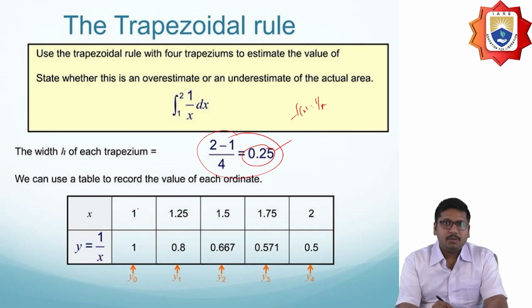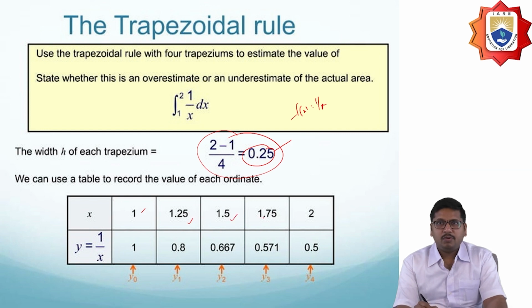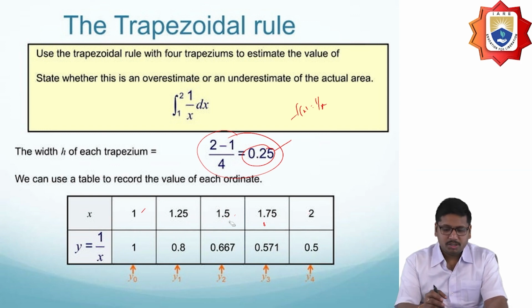So I'm making the table of x values, starting with x equal to 1. With the difference of 0.25, we get 1.25 and 1.5, then 1.5 plus 0.25 gives 1.75, again 0.25, so that should be 2. So these are the five x values I'm going to insert here.